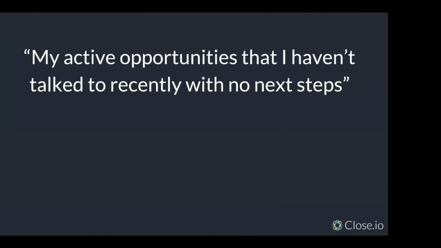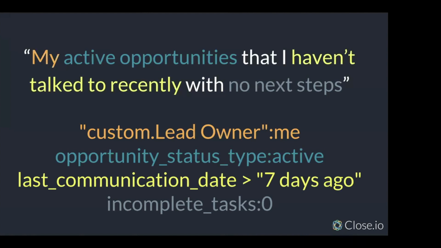But this is just an example of an opportunity that's open on a lead where there's no next steps and no communication recently. So again, this is just another example where the my is still custom lead owner is me. Then I have active opportunities, so the opportunity status type is active, and then haven't communicated with recently in the last week, so greater than 7 days ago. And then the no next steps is that there are no incomplete tasks on the lead.